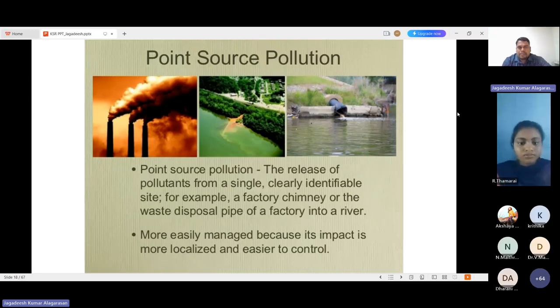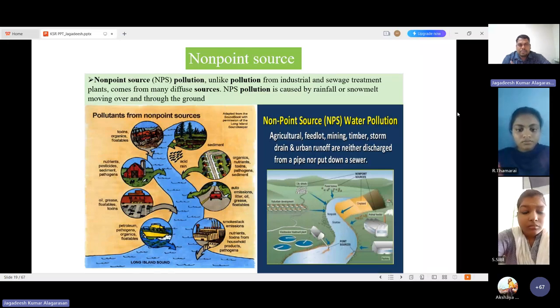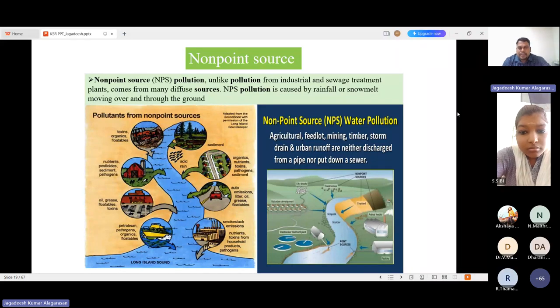The other one is non-point source pollution. Unlike pollution from industries and sewage treatment plants, it comes from many different sources. NPS pollution is caused by rainfall or snow melt moving through the ground. You know your surrounding area, Erode, Pallipalayam and Namakkal district; you must know about the discharge of the dyeing units, how they release it illegally at night. You must know about this.